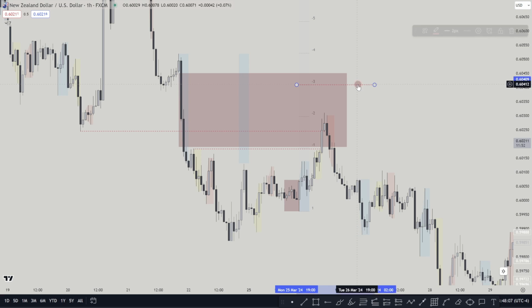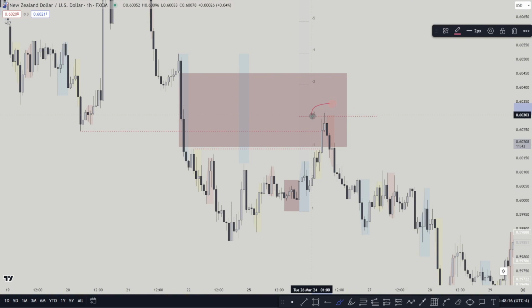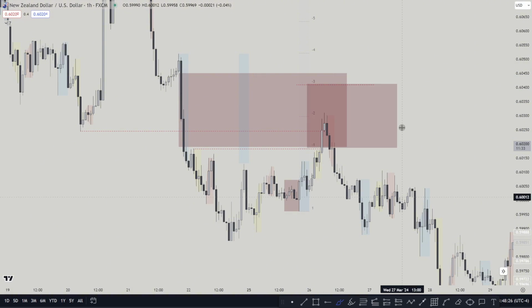Exactly at the 2 standard deviation. You see, that's where the high of the day was created very nicely, very clearly. That's a confluence. Now we could have gone to the lower time frame and looked for an entry from there. Again, that's not the goal of the video. The goal is to know where those highs and lows are going to be.